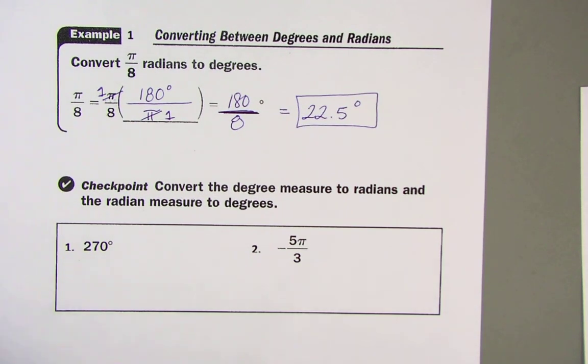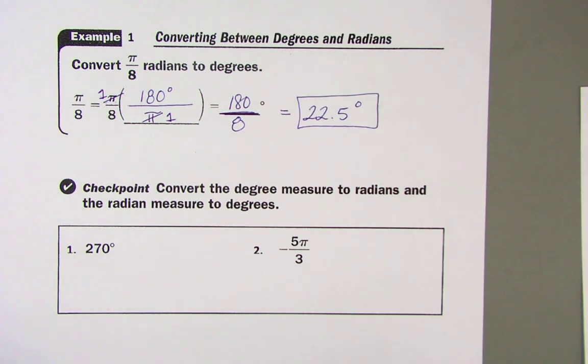Let's look at these 2 checkpoints down below. We're going to do both of these together. We're going to build off of example 1 so that you're ready for class tomorrow. In both of these, numbers 1 and 2, the checkpoint asks us to convert the degree measure to radians and the radian measure to degrees. So whatever you're given, you want to convert it to the opposite.